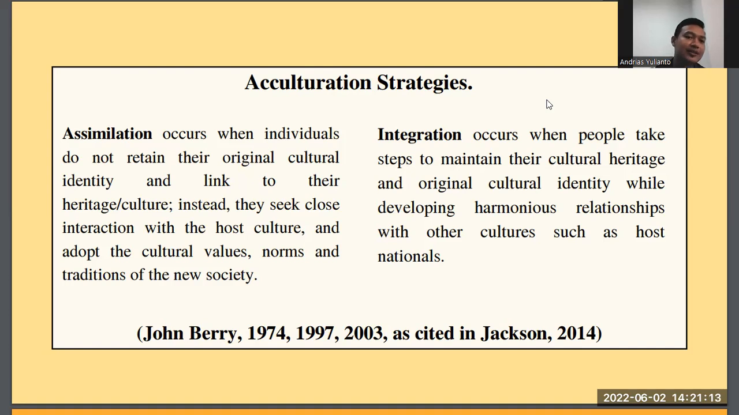Assimilation occurs when individuals do not retain their original cultural identity and link to their heritage or culture. Instead, they seek close interactions with the host culture and adopt the cultural values, norms, and traditions of the new society. People who assimilate into the new culture focus on mastering, on learning a new language or local language or host language. Yeah, and they rarely use their first language. When they have children, they teach their children using their second language. Yeah. So their children grow up knowing very little about their heritage and the first language of their parents or grandparents.